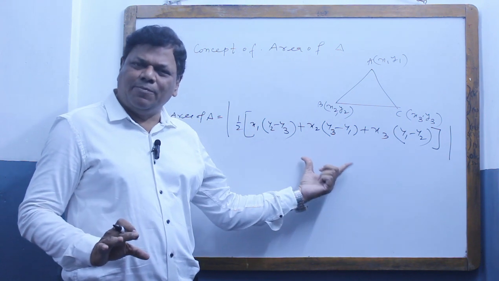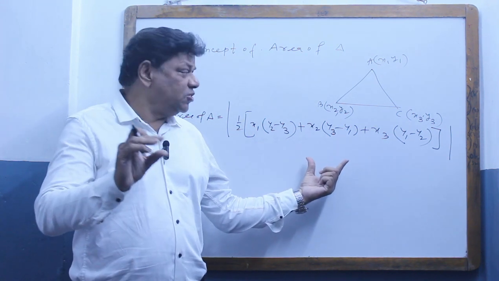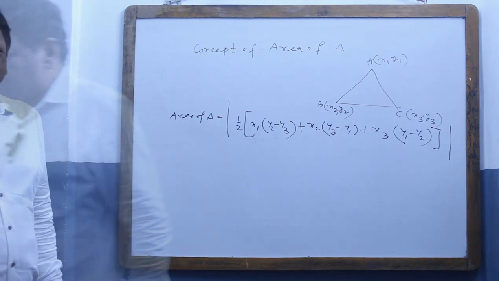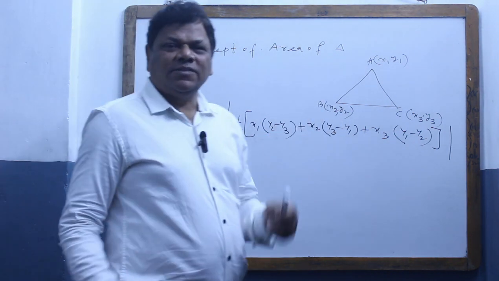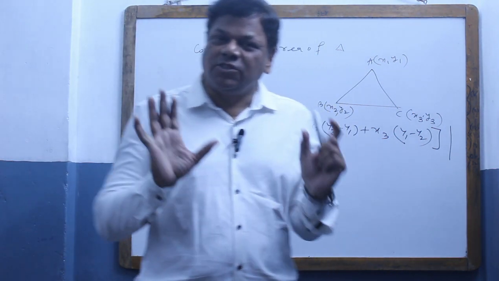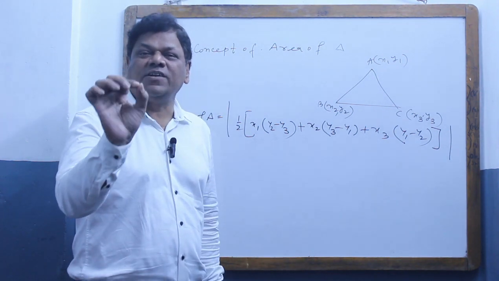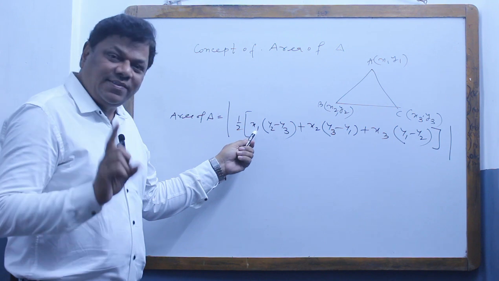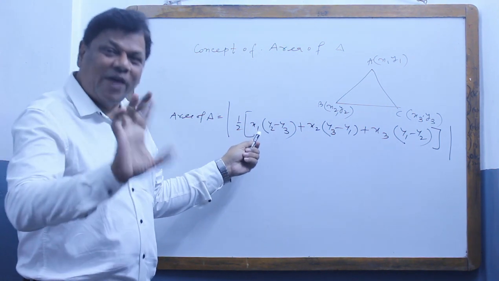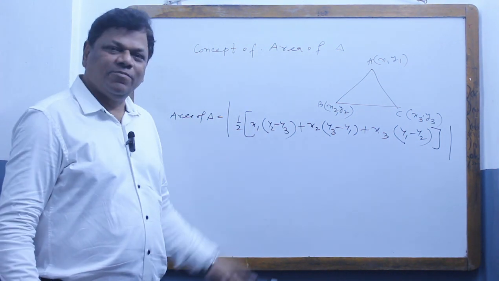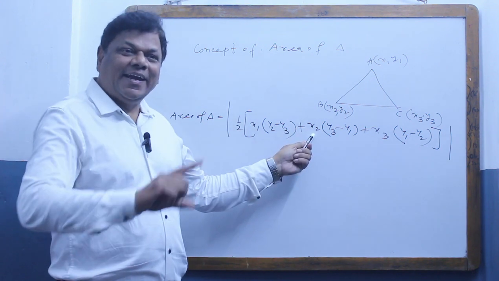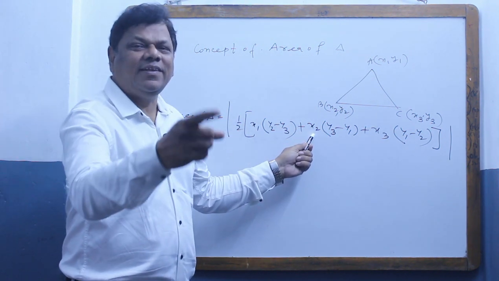You have learned the formula, you can remember the formula. Then I have to teach you another way. Area of triangle, you have understood this formula. How to remember? Once more I am saying to understand well. If x1 is there, then write 2, 3. If x2 write, then after 2 what is? 3. Then 1.